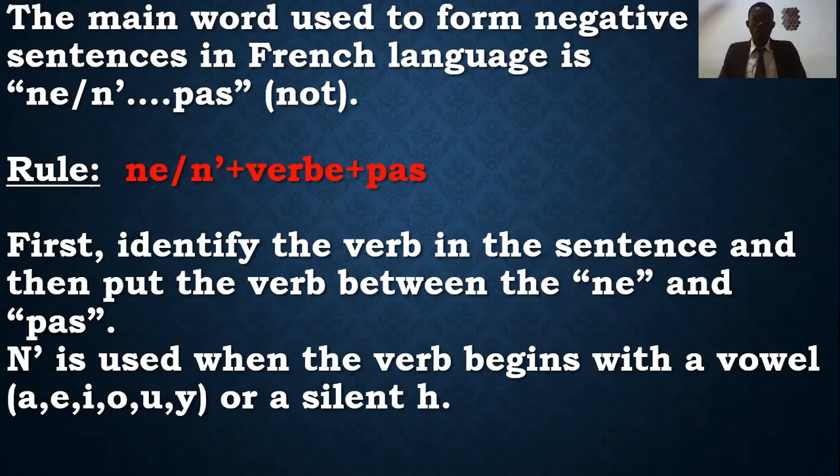Then n apostrophe, you use it when the verb you have in the middle is beginning with a vowel. You can see the French vowels on the screen. A, E, I, O, U, Y. Yes, Y is part of them, making it 6. Or a silent H. So anytime a verb is beginning with one of these letters, you don't need to use ne. You have to use n apostrophe. Then the verb will come followed with pas.